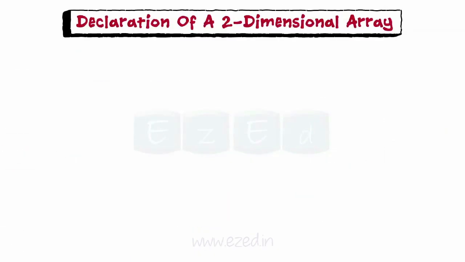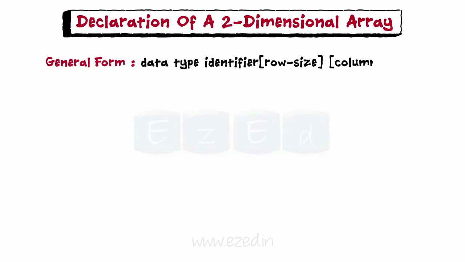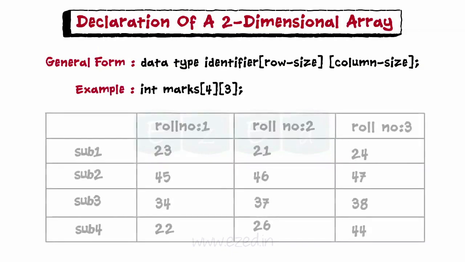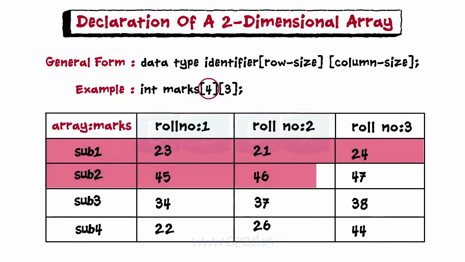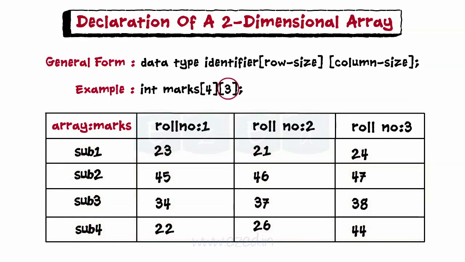Moving ahead to the declaration of a two-dimensional array. This is the general form. Thus for the student example, we will declare it as follows. This will cause the compiler to reserve memory space for the array named marks. The first index specifies the row, and the second index is used to point out the column.